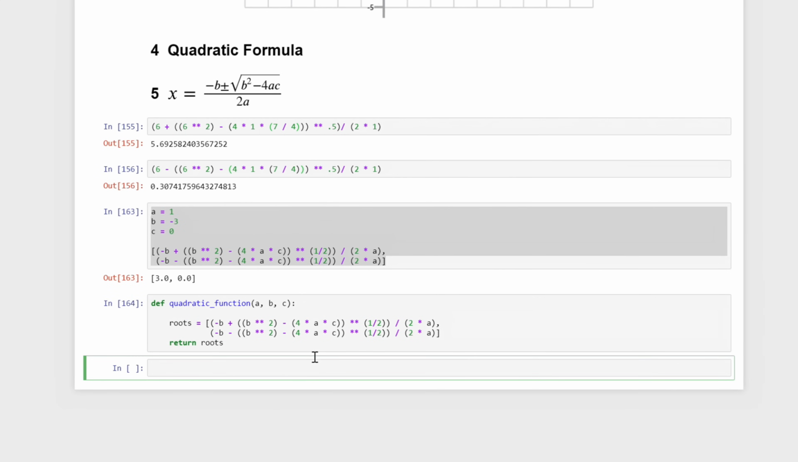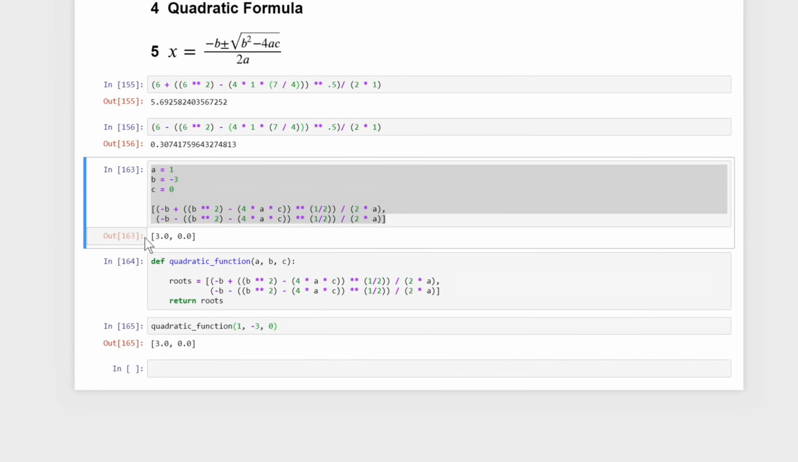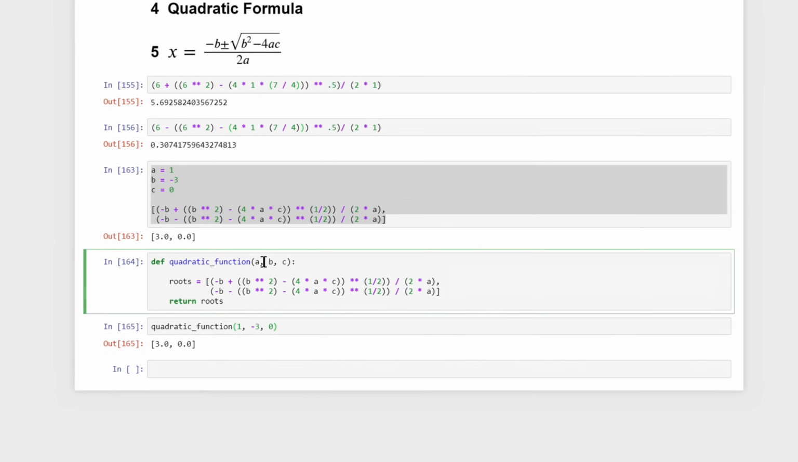So I've created this function, and now if I write quadratic function and put in 1, -3, 0, it returns this list, the same list that I had here. Now, what is going on here? Here, I basically am telling this function, I want a to be 1, b to be -3, and c to be 0. And then inside of the function, it runs everything and basically outputs this list of the two roots.